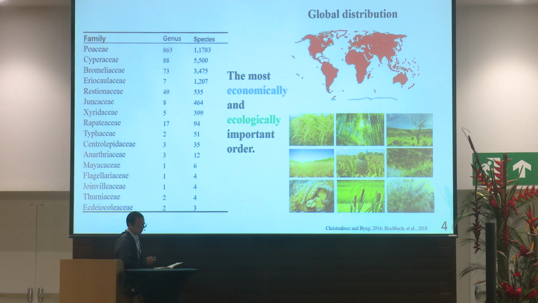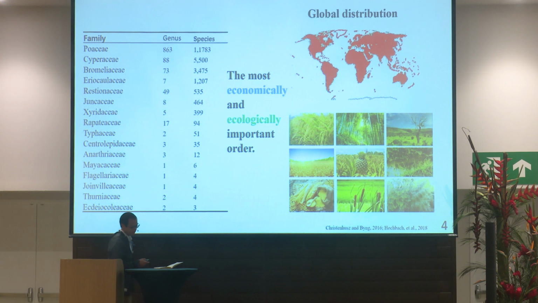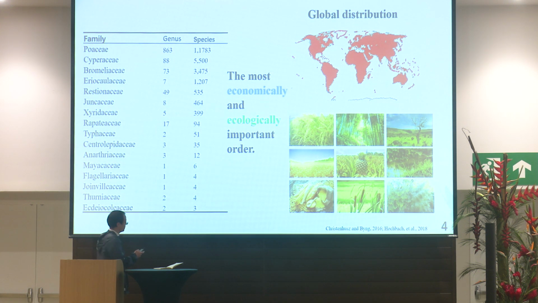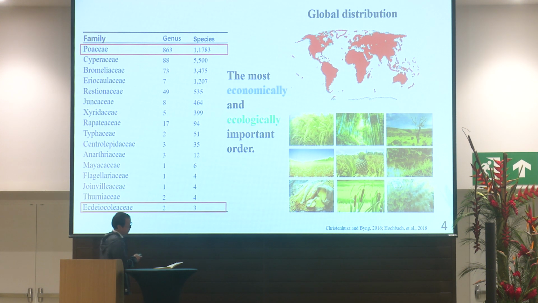This order includes 16 families and more than 20,000 species, with a global distribution, and you can see them all around the world. However, the species numbers vary greatly among the families, from just 3 to more than 10,000. And we can see this order is the most economically and ecologically important order in the whole flowering plants.